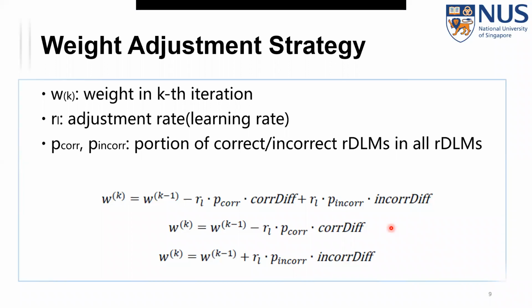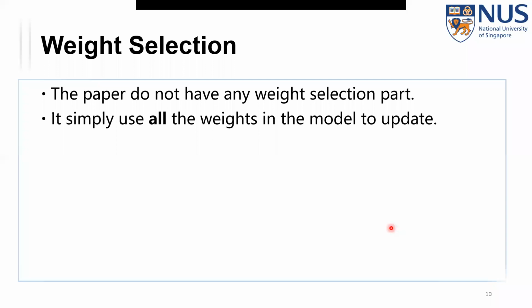So the weight selection part, the paper actually does not have any weight selection part. It simply uses all the weights in the model to update. So that's what the paper does.